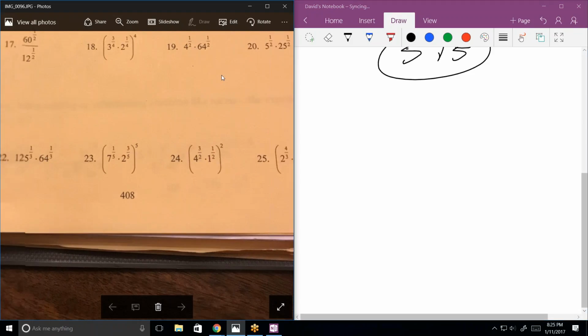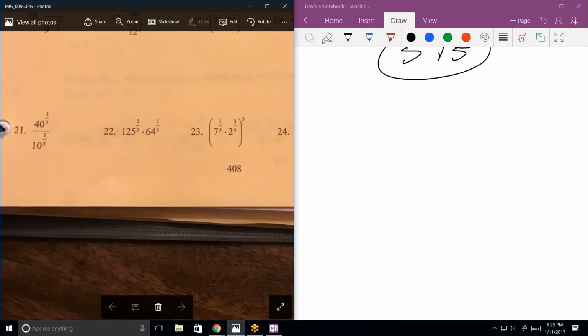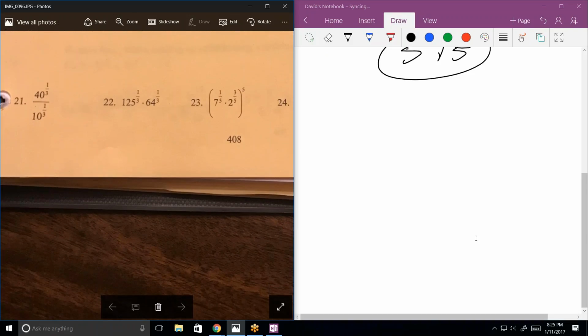Yep. All right, let's do 21. What's 21 going to be? Different base, same exponent. Different base, same exponents. What's the answer? 4 to the 1/3 power. Good. 22.